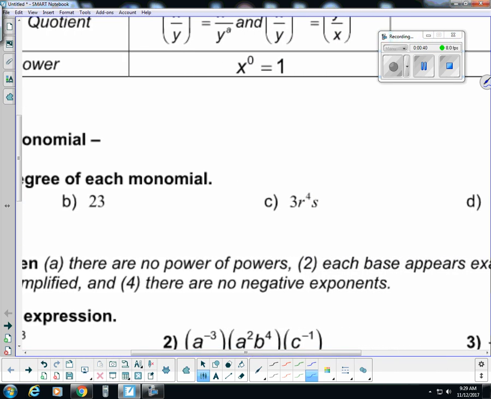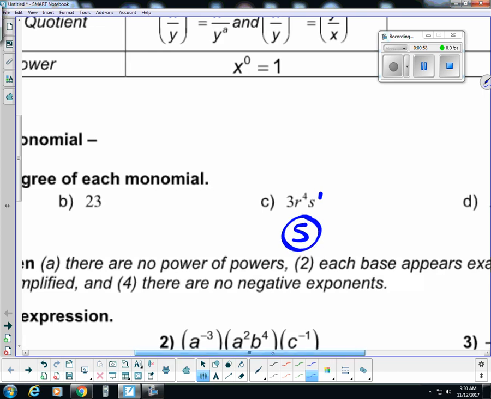Now C has two different variables. Okay, so what we do when that happens is we've got to remember that s really has a 1 as its exponent. And so the degree of the monomial is the sum of those exponents. So 4 plus 1 is 5. So the degree of that monomial is 5.